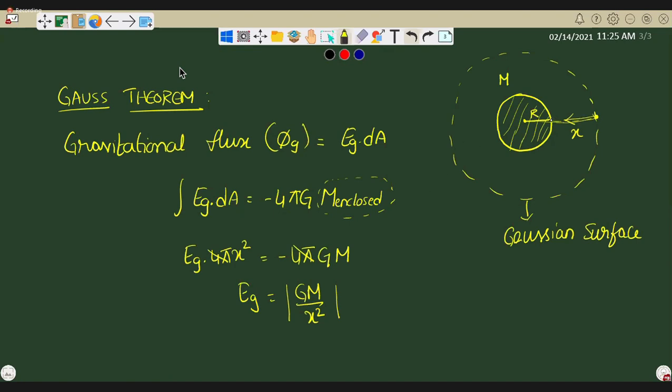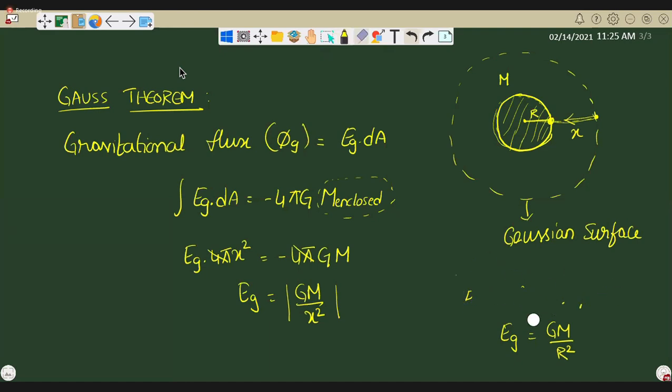Now, if this point is coming on the surface, Eg into, you have to take your Gaussian surface here. What is the area of the Gaussian surface? 4 pi r square, equal to minus 4 pi G into the mass enclosed by this surface, which is M. Your Eg is GM divided by r square. On the surface, is this the value? Yes, sir.